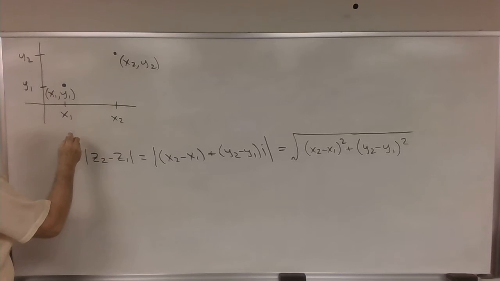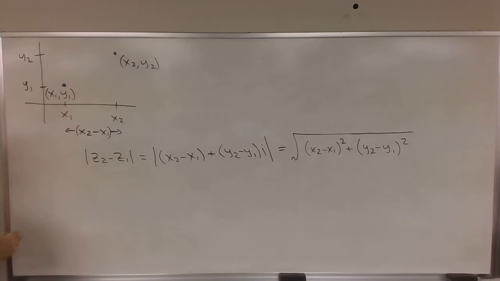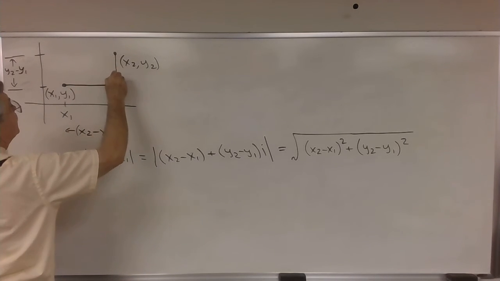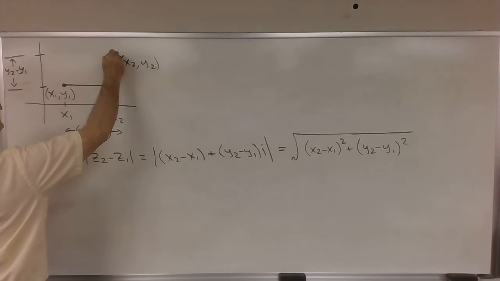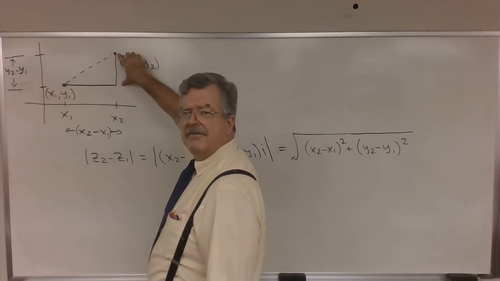Well, this distance, x2 minus x1, and this distance, y2 minus y1. x2 minus x1, that's the length of the horizontal leg of this right triangle. y2 minus y1, that's the length of the vertical leg of this right triangle.